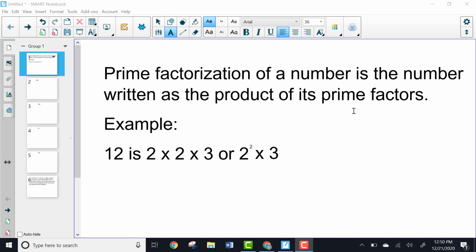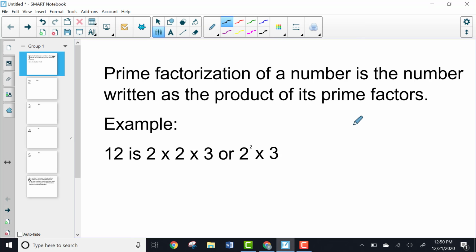So prime factorization, as you can see here, and I'd like you to write this down in your journal, is that the prime factorization of a number is the number written as the product of its prime factors. Okay, so thinking about prime numbers, that means it only has factors of one and itself. That's it. Whenever a number only has factors of one and itself, it's a prime number.